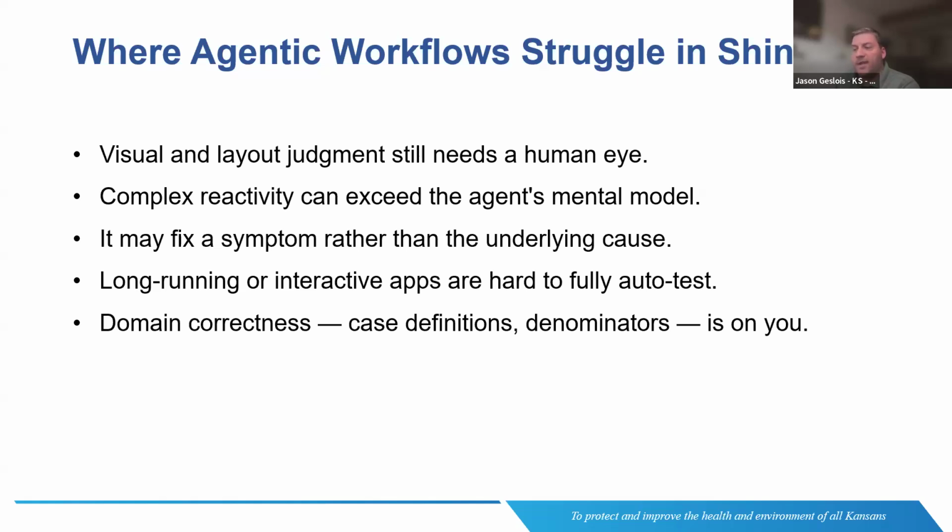Very complex reactivity can exceed the agent's mental model. When there are many interdependent reactives, it can lose the thread and make a change that fixes one path and breaks another. Related to that, it sometimes fixes the symptom and not the cause. The error may go away, but the underlying logic is still wrong. Apps that are long running or highly interactive are hard to fully test automatically, and it can't click through every combination the way a user would. And the big one is domain correctness: case definitions, the right denominator, how you handle suppression of small cells. That's on us, always.